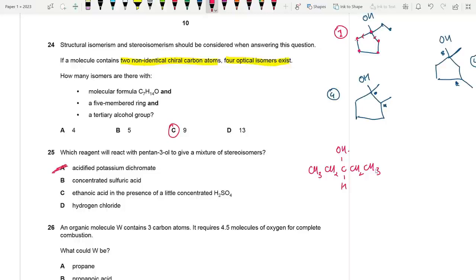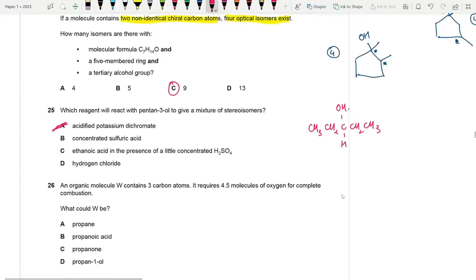So A is wrong. Next, for B, concentrated sulfuric acid will react with pentan-2-ol to give a mixture of stereoisomers. Okay, so what does concentrated sulfuric acid do? It's going to dehydrate this alcohol to form CH3, CH2. It can form on any side, CH, CH3. So this is, what is it actually?